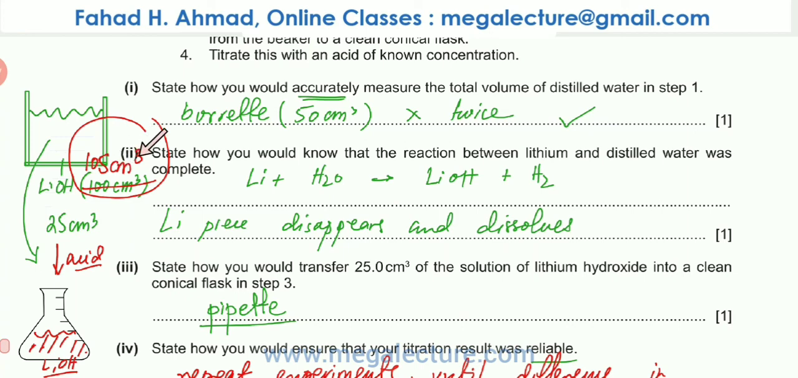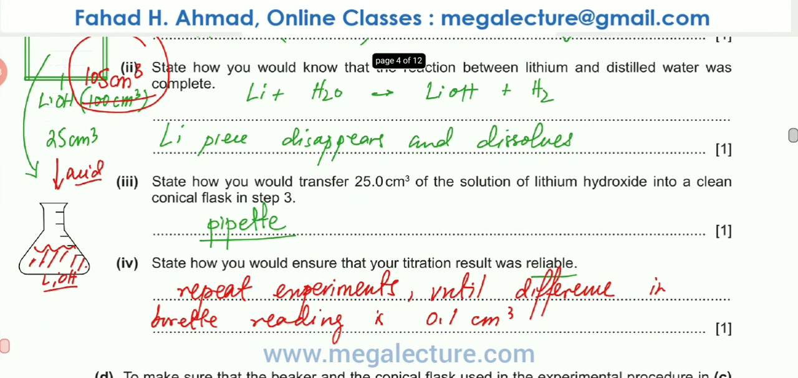Now, because of more water in the beaker, your solution is more dilute. So when you transfer the 25 cm3 of lithium hydroxide, the concentration would be lesser.